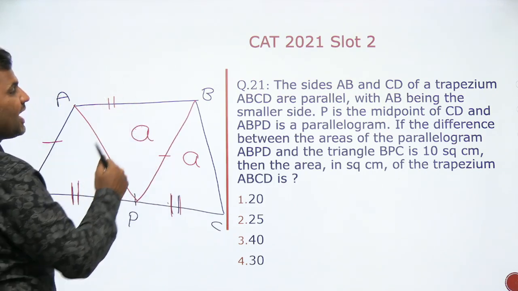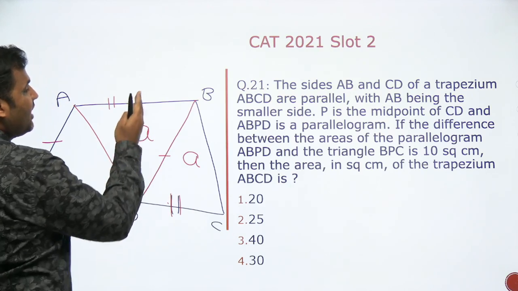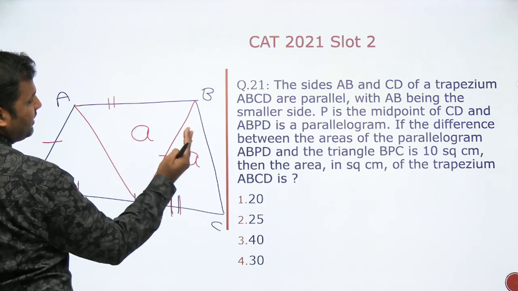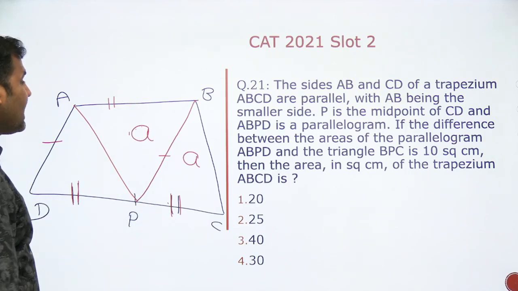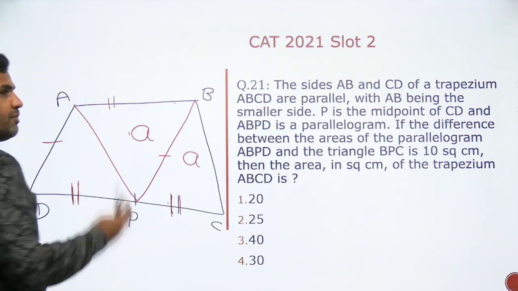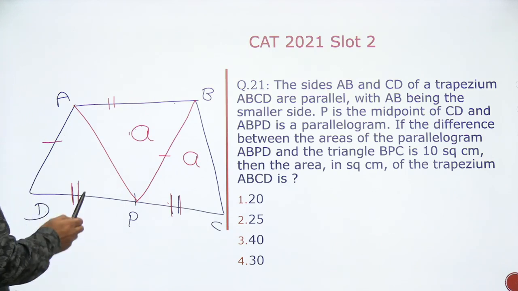Because the base is the same, and both are made between two parallel sides, the height of both of these triangles, this triangle, this triangle, this triangle, this triangle, is the same. Why? Because they are made between two parallel sides, right? And now look at this.